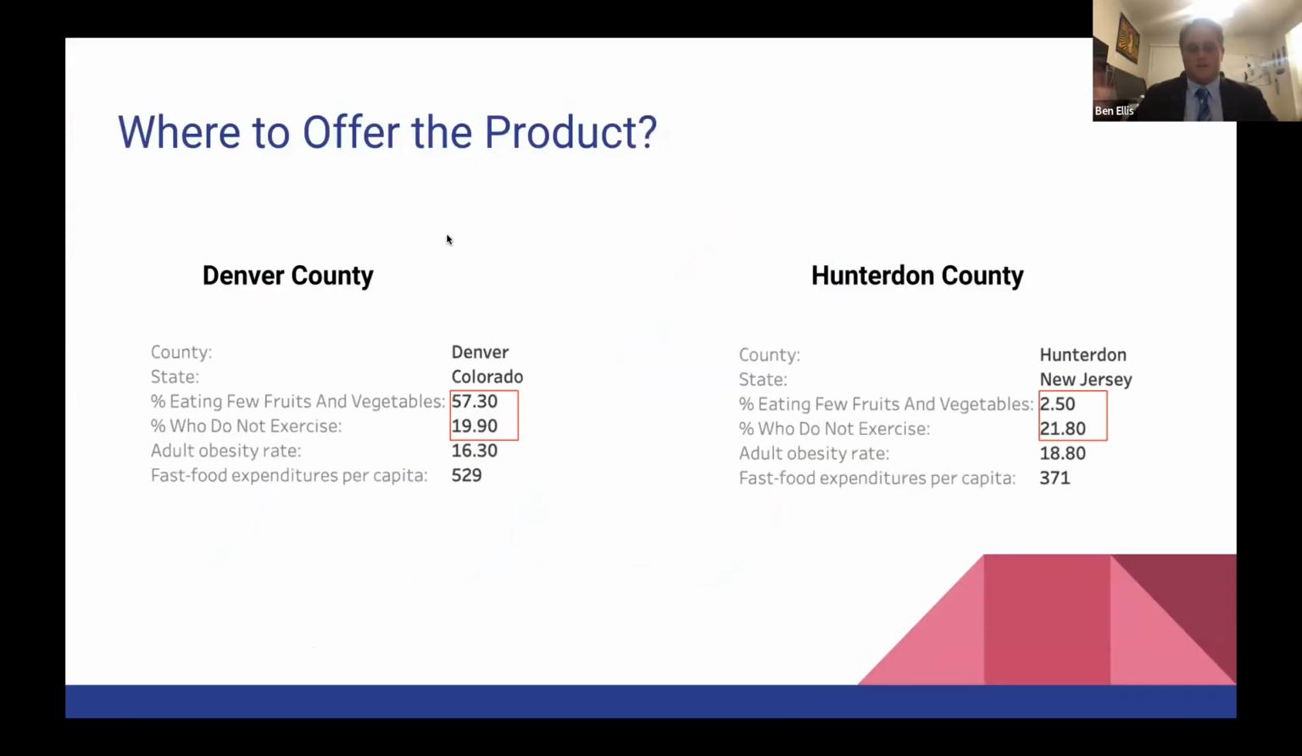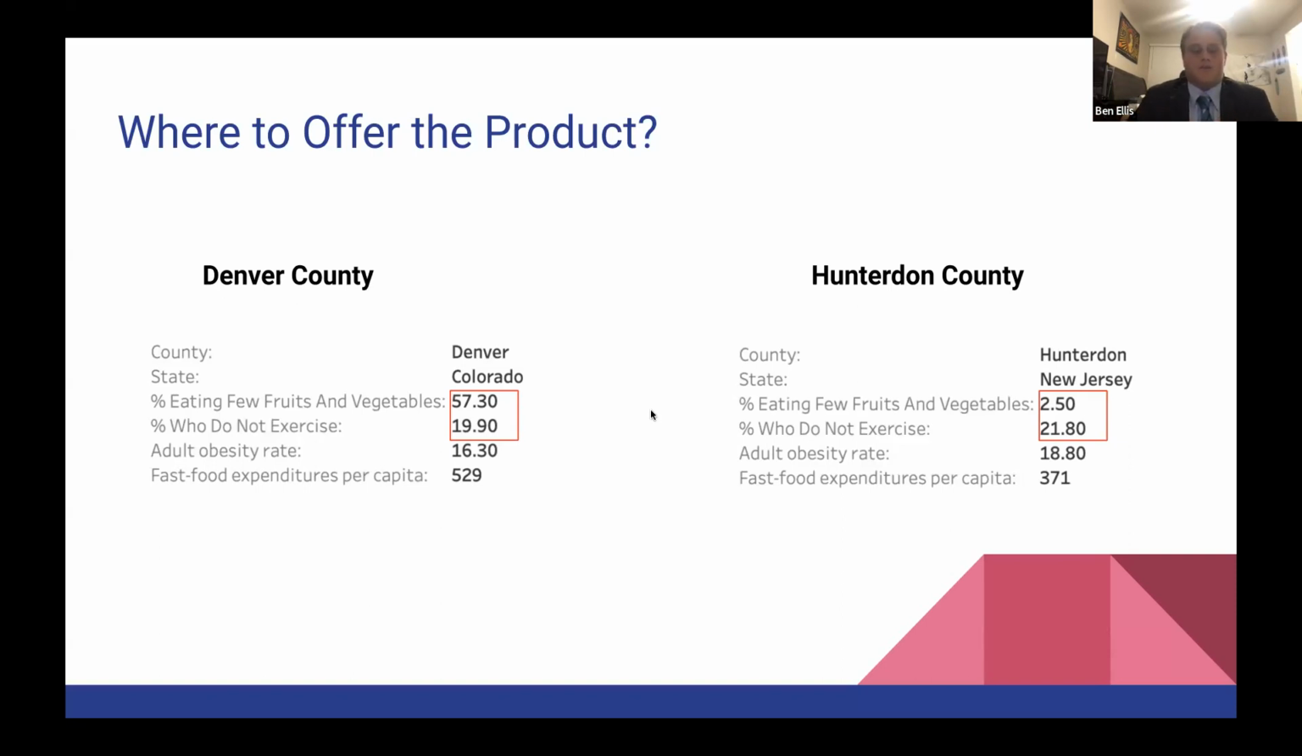And then the conclusion I came with for where the company should offer the product was Hunterdon County, New Jersey. And I wanted to compare it to Denver County in Colorado, because I think Denver is a place people think of as really healthy, and they are really healthy over in Denver. But when you actually look at the statistics for why they're healthy, you see here for eating few fruits and vegetables, actually 57% are reported to eat few fruits and vegetables. Whereas in New Jersey, it's only 2.5 in Hunterdon County, New Jersey.